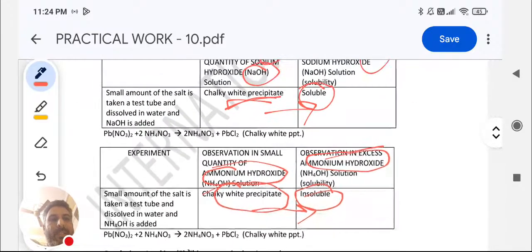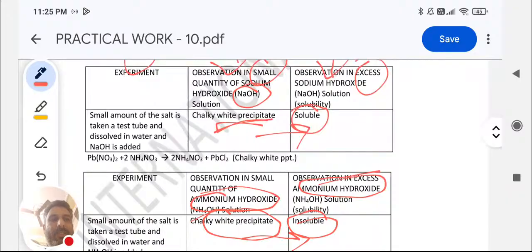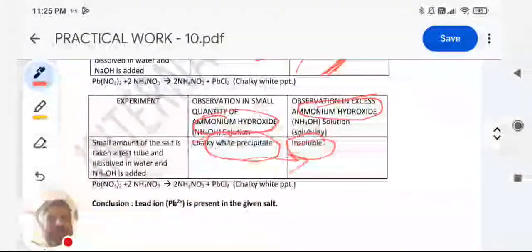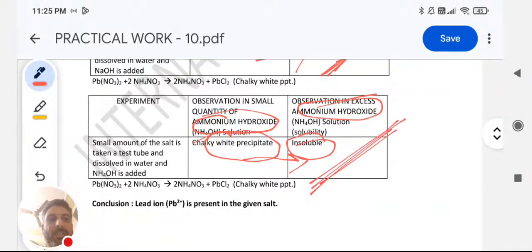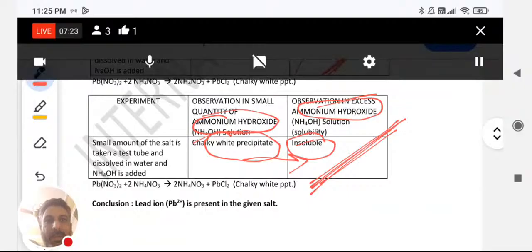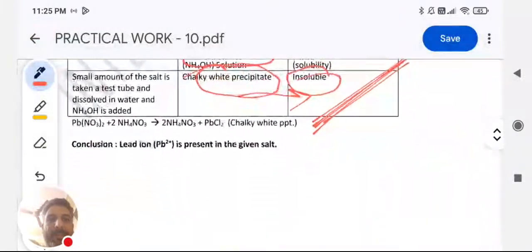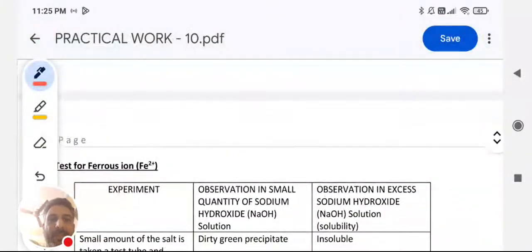So lead salt gives a white precipitate which is soluble in excess sodium hydroxide, and the same lead solution will give a white precipitate which remains insoluble in ammonium hydroxide. Then that is the test for lead ion.